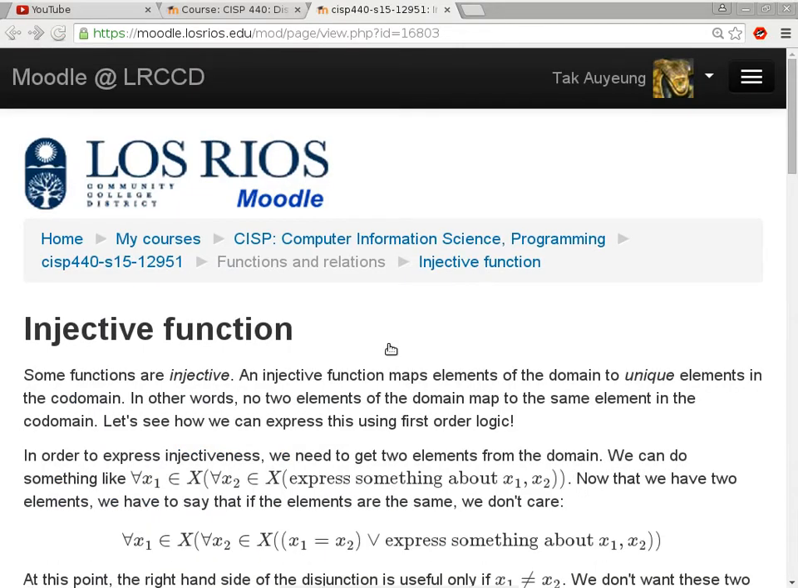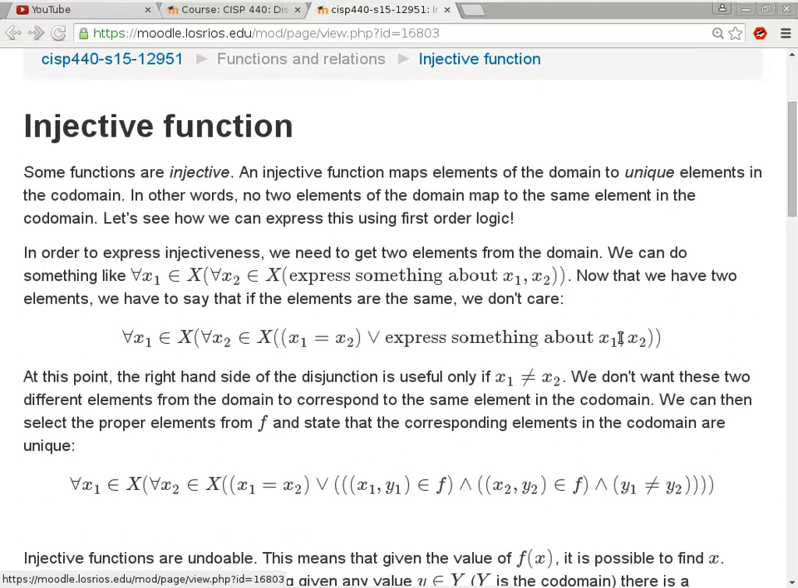All right, so this is about what is an injective function. When we look at this, you can look at the English description first. An injective function maps elements of the domain to unique elements in the codomain. That's the only requirement in order for a function to be called injective. So basically, if you have two different elements from the domain, what they map to in the codomain must be unique, must be different. That's the only requirement.